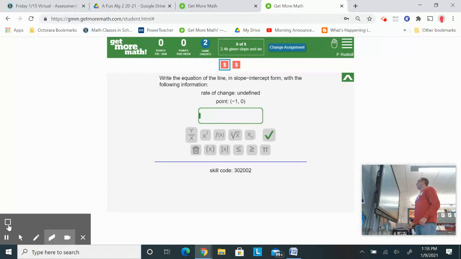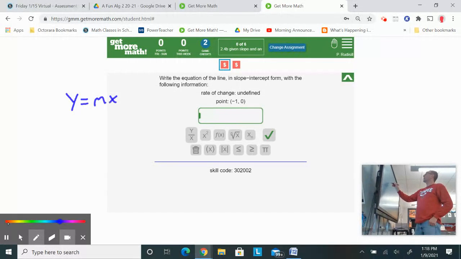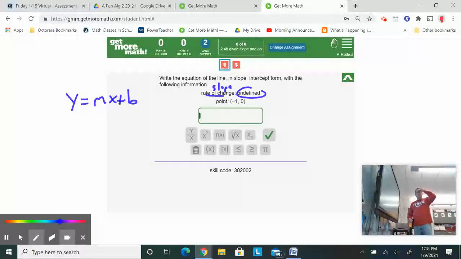So let me do a quick erase, and let's do another problem. Now this problem, let me start with slope-intercept form. And the rate of change, of course, rate of change is slope. Remember, rate of change represents slope. It's undefined. So I need to go off to the side and think, okay, undefined, is that a horizontal line or is that a vertical line?